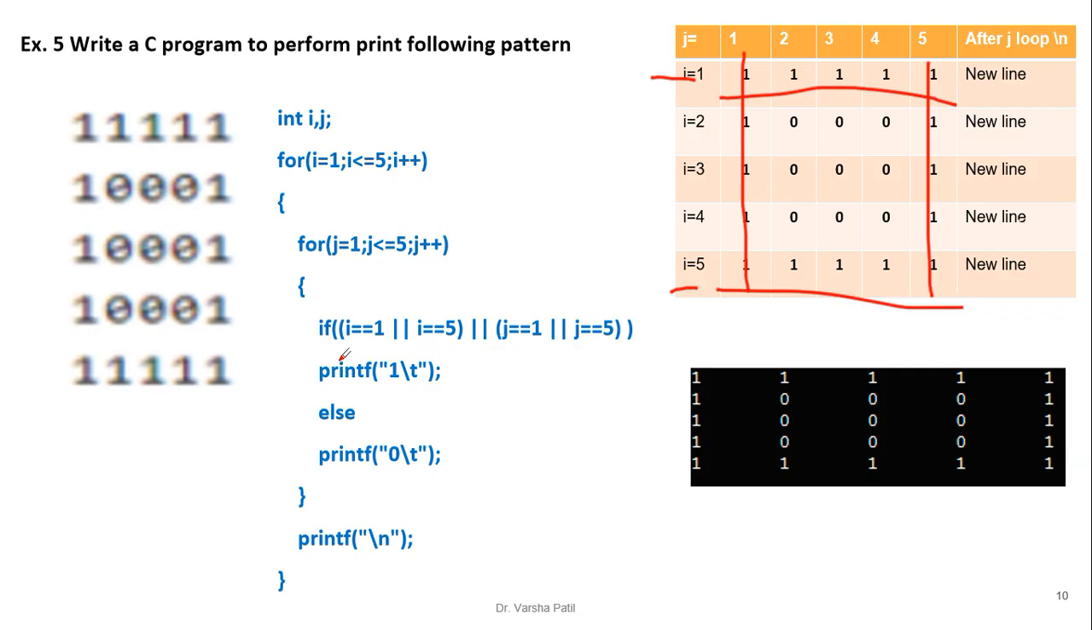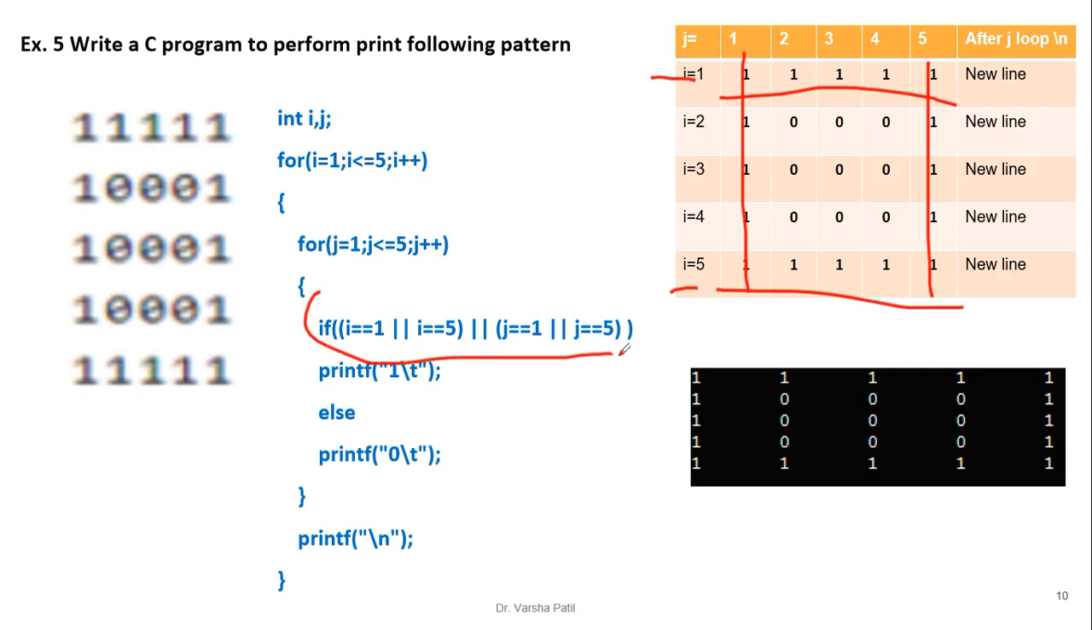Now see, if i equal to 1 or i equal to 5, that means either you are in the first row or the last row, or j equal to 1 or j equal to 5, print 1, else print 0. I will explain again. Here you are going to print 1 when i equal to 1 or i equal to 5, or j equal to 1 or j equal to 5. It will check the condition, and see, everything is OR. Either i equal to 1 or i equal to 5, anyone should match, or j equal to 1, j equal to 5, anything should match, then the condition becomes true and you print 1, otherwise you print 0.